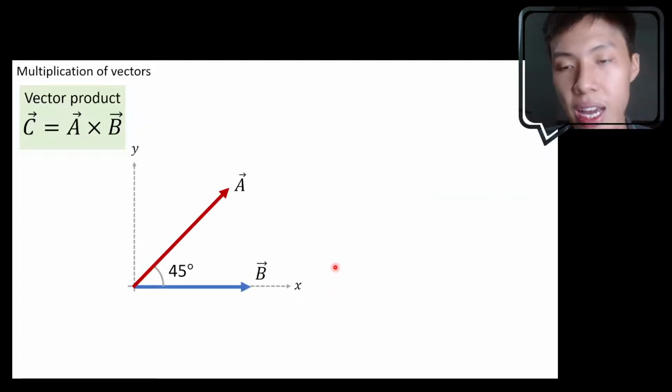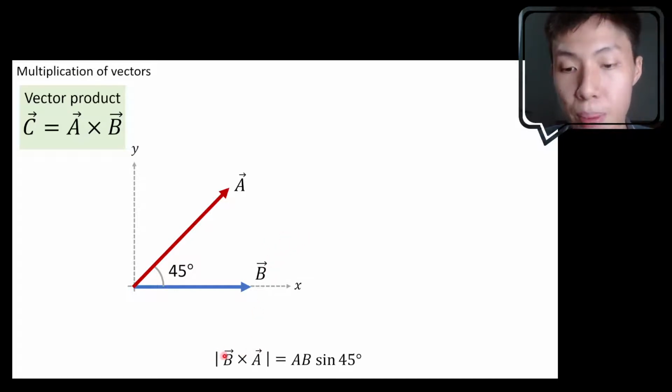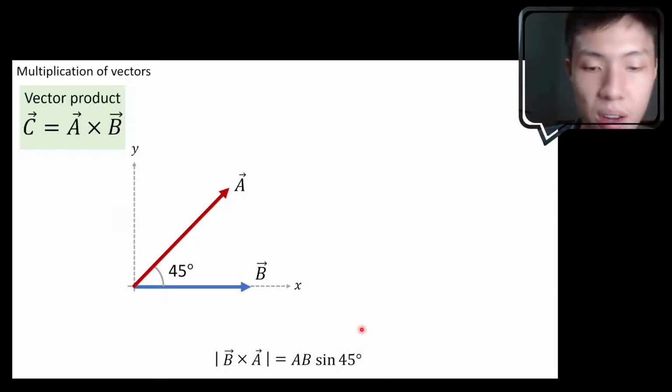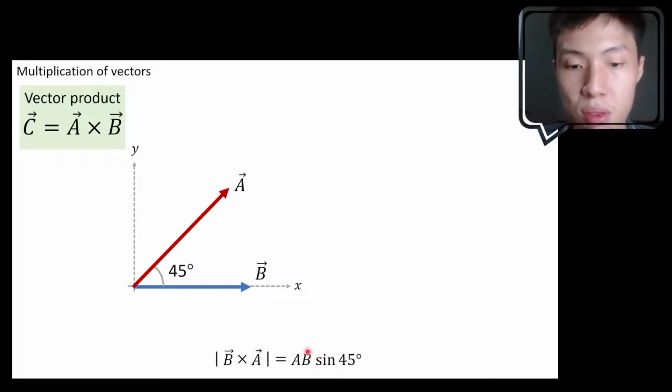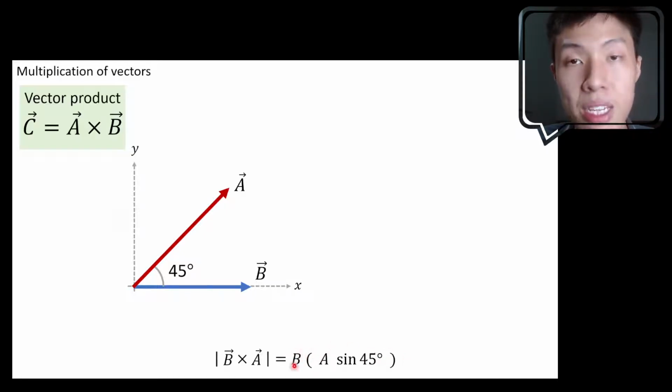Let's say I still have my same A and B that we have used many times. If you want to find the magnitude of the vector product B cross A, you can find it using AB sine 45 degrees, or BA sine 45 degrees. No matter what order, it will still be the same, like 3 times 5 times 3 is the same. But now I give it a bit of meaning by grouping A sine 45 degrees inside a bracket, with B outside the bracket.